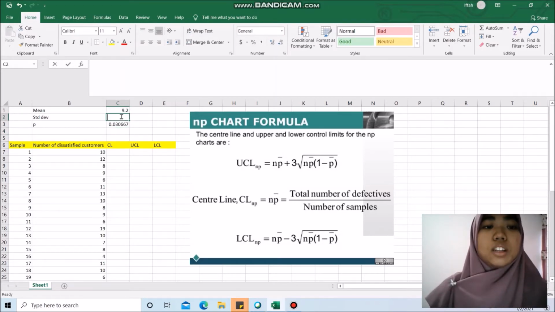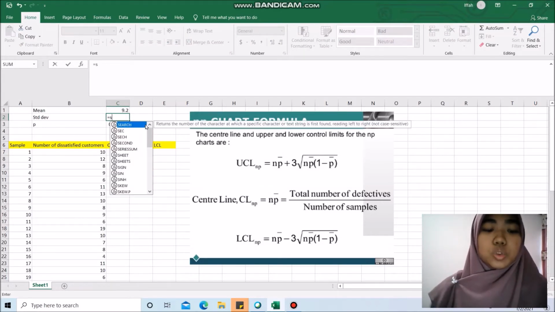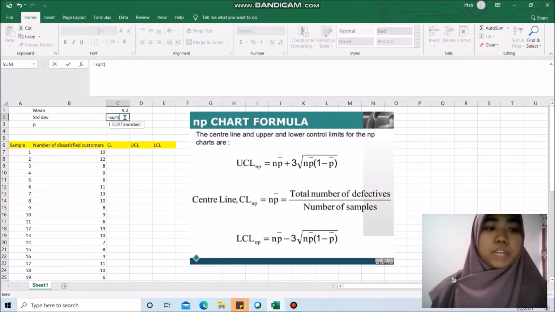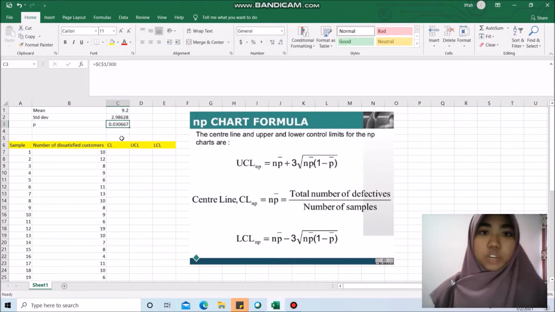So we can find the value of standard deviation, the square root of NP bar. NP bar here is the mean, right? So C1 and log the value. Then we multiply it by 1 minus P bar, the value that we found just now. Then this is the value for standard deviation.